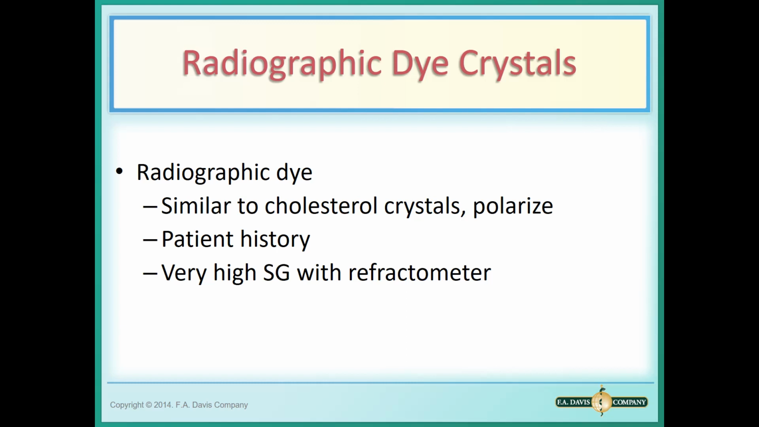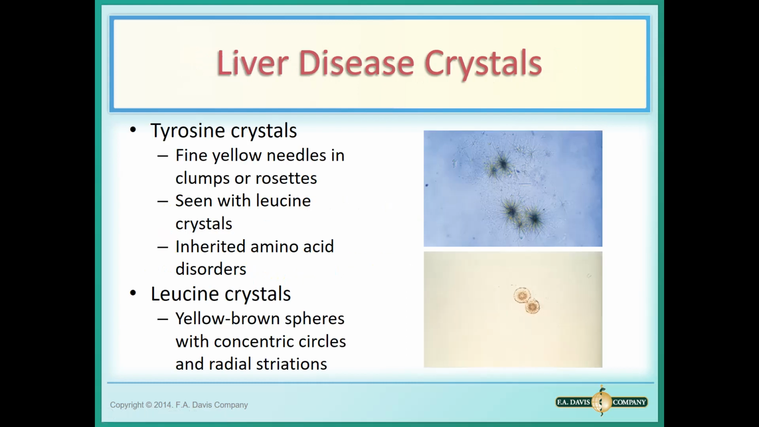This is one of those iatrogenic things. Radiographic dye takes on an appearance somewhat similar to crystals that polarizes in a different way. One of the differences, number one, we know the patient history. If the patient has had radiographic dye injected, that's important to know. But also the specific gravity will be very, very high with a refractometer.